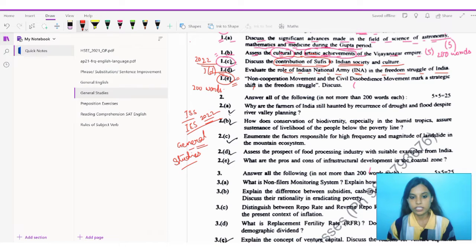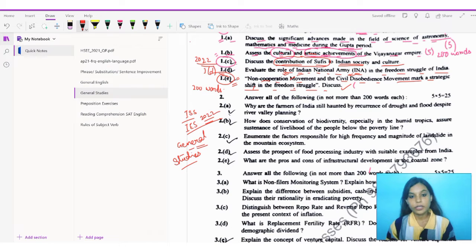As I have told, the question says: the non-cooperation movement and the civil disobedience movement mark a strategic shift in the freedom struggle. So they are talking about the importance of these two movements, which mark a strategic shift. The freedom struggle was going on in a particular way, but because of these movements it has shifted, and the focus has moved to something else. So is it true? We need to discuss that.